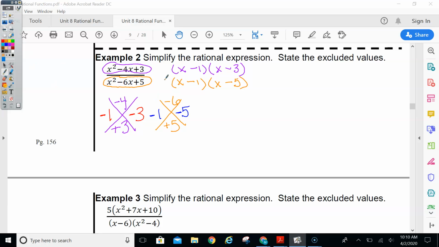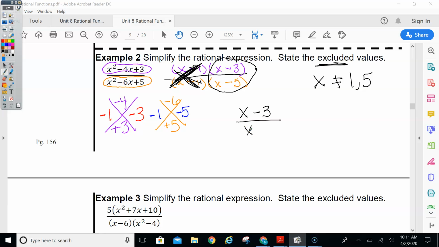So before we start canceling stuff out, let's go ahead and state the excluded values. So this is saying x cannot be, the opposite of this one to make it 0, would be positive 1. And the opposite of this one to make it 0 would be positive 5. Again, those are the two numbers that when I plug them in, I get a 0 on the bottom, and I can't divide by 0. Okay, so now they both have x minus 1. So remember, they have to be the same number, same sign. If one's a positive and one's a negative, that's not going to work. Since they're both minus signs, they cancel. And this is my simplified form: x minus 3 over x minus 5.